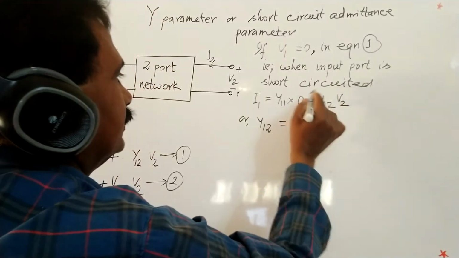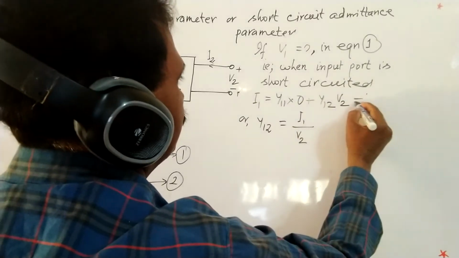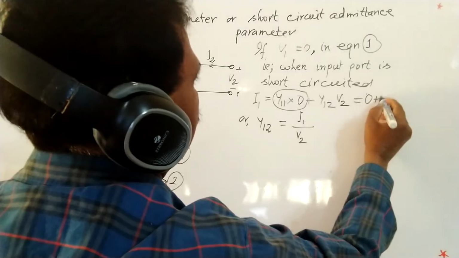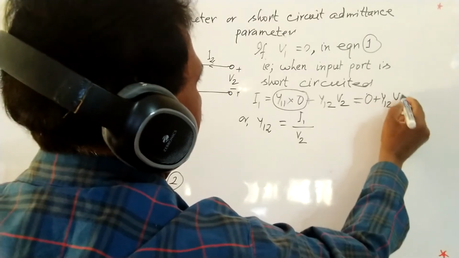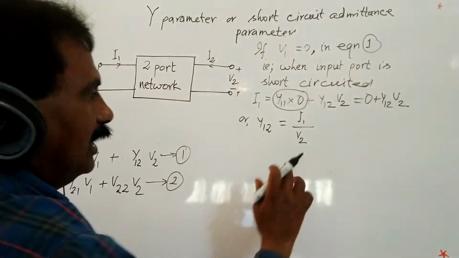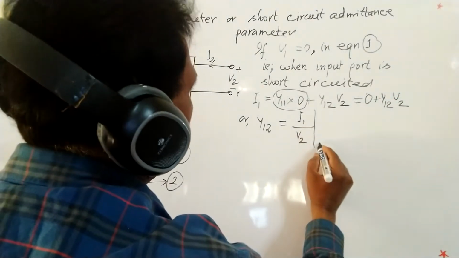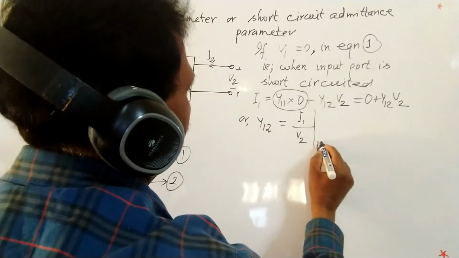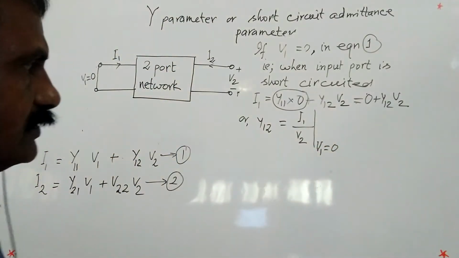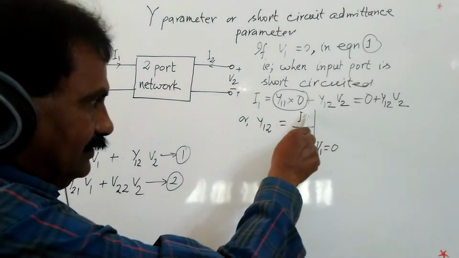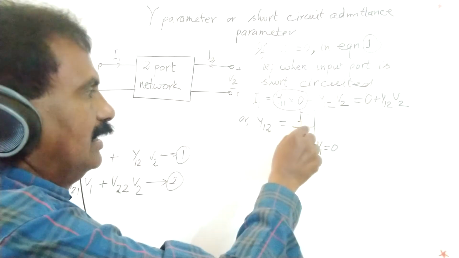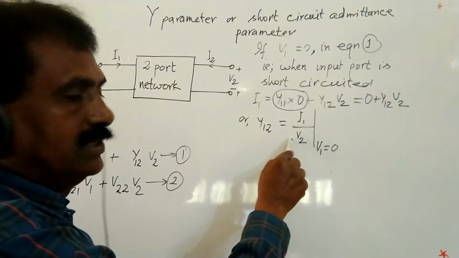Okay, now this whole quantity becomes 0, and this is y12 and v2. Then y12 equal to I1 by v2, and this value is obtained when we have taken V1 equal to 0. Okay, now let us observe this value. Y12 is what? That is the ratio of current and voltage.